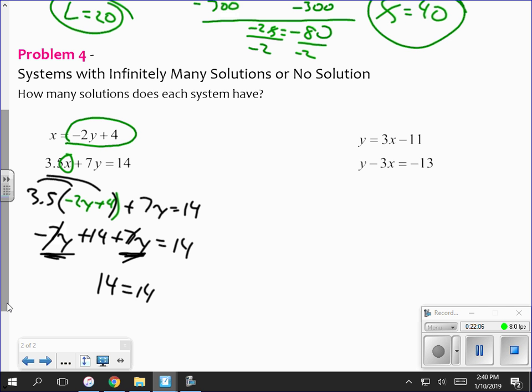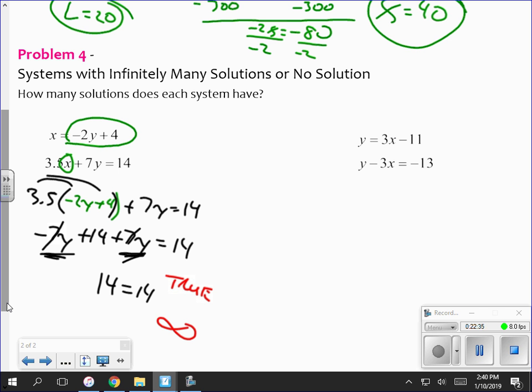Is that a true statement? Yeah, 14 equals 14. If this is a true statement, then I have an infinite number of solutions. If your variables drop out, if your variables disappear while you're solving, and you get a true statement, 14 equals 14, then you have an infinite number of solutions.